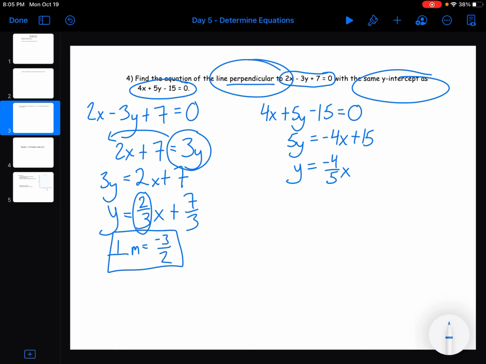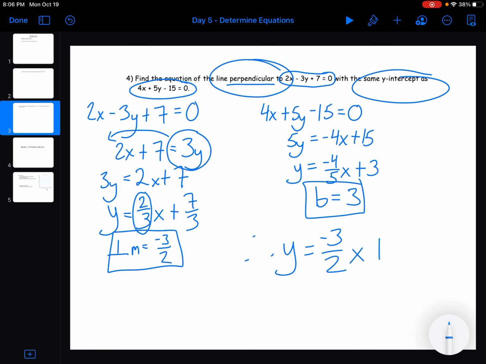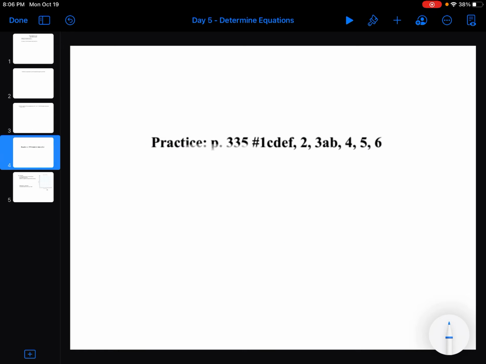Now we don't really care about the slope, but we do care about that last number. 15 divided by 5 is 3. So our b value is equal to 3. Now we've got our slope and we've got our b value, so therefore y equals negative 3 over 2x plus 3. Here's some questions associated with this.